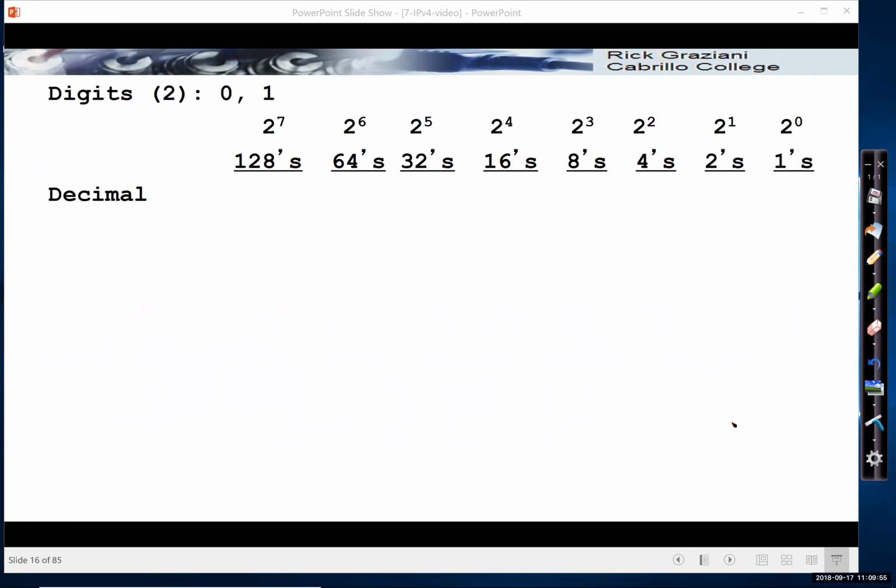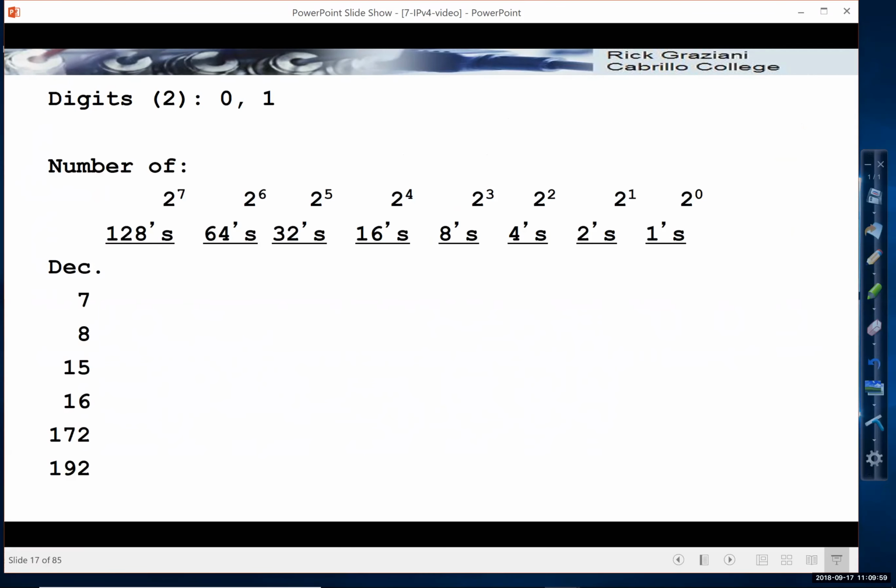Not too hard, is it? All right. So what about going from decimal to binary? It's really not that hard. Sometimes we can even eyeball it. It's basically, what do we put in each of these columns? Am I going to put a 0 or a 1?